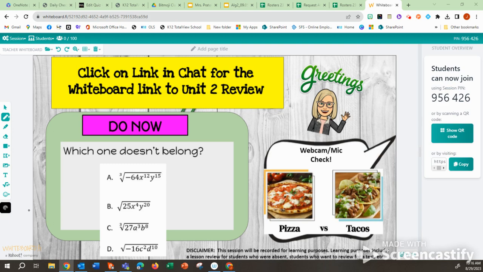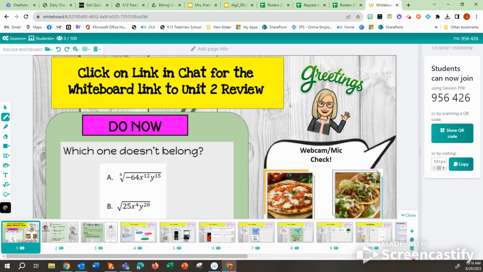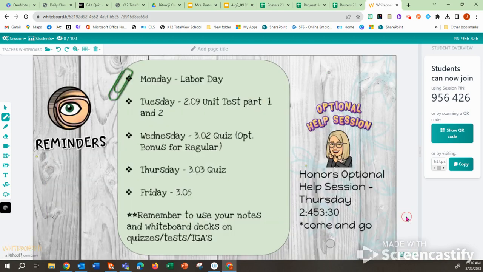So I'm going to go through this deck. In the email that I'm sending to you, I'm also going to give you the link to the whiteboard deck. So if you would like to get the information from the deck, you can also have the PowerPoint. I'm just going to skip the do now since this is just a recording, and I'm going to jump right to some announcements. So on Monday, we are out of school.